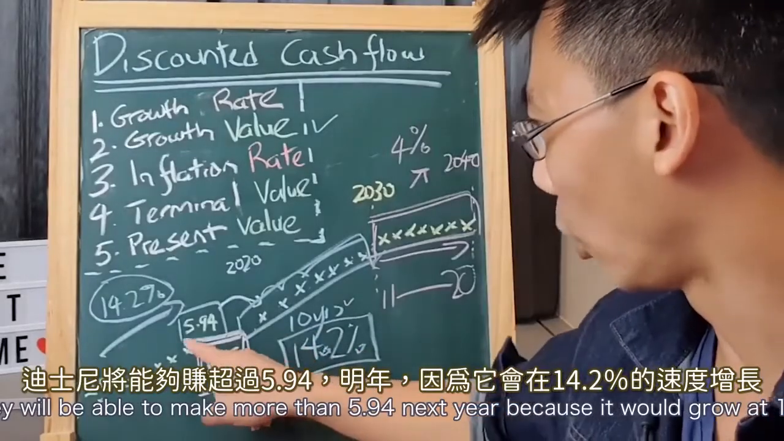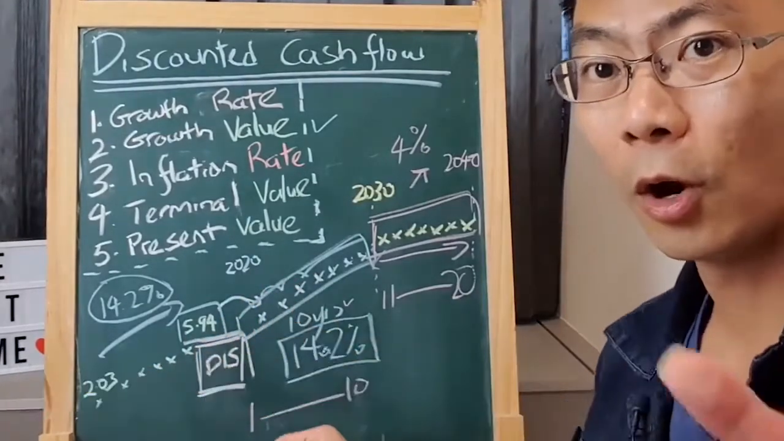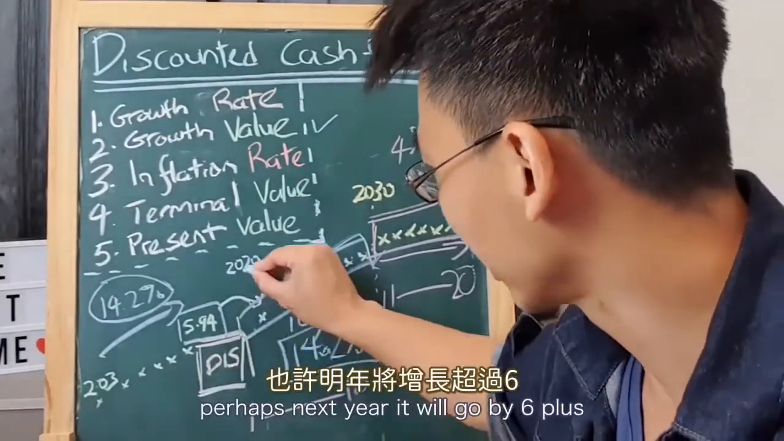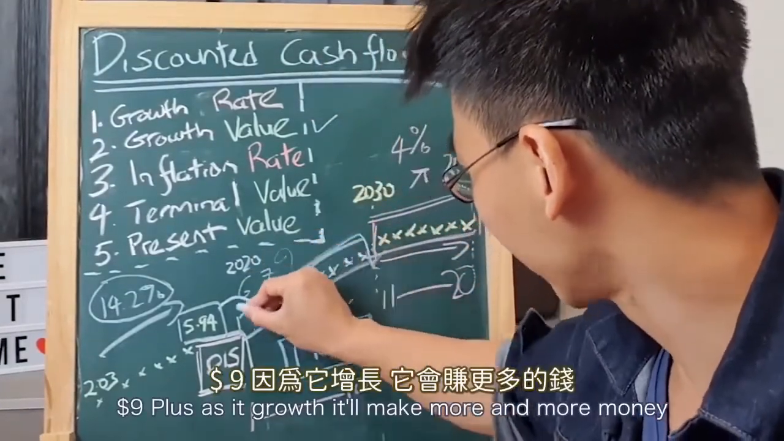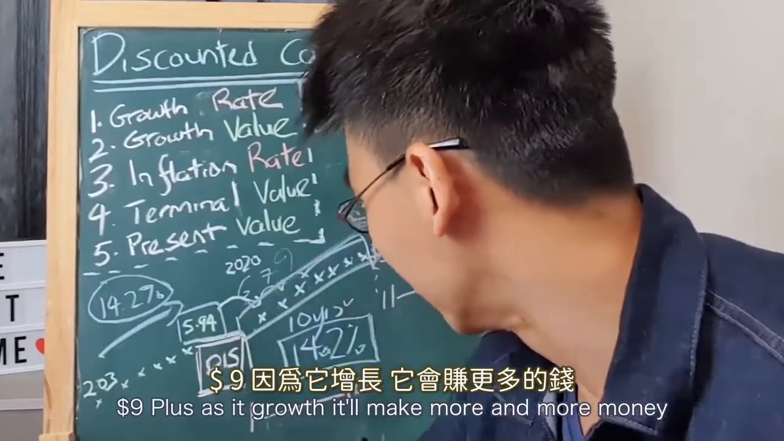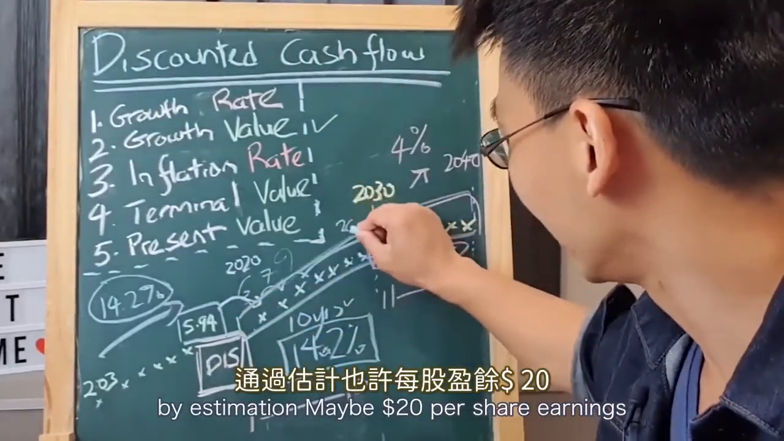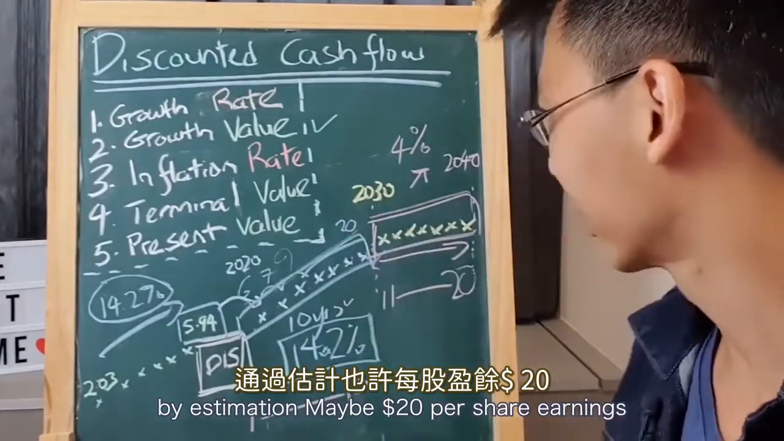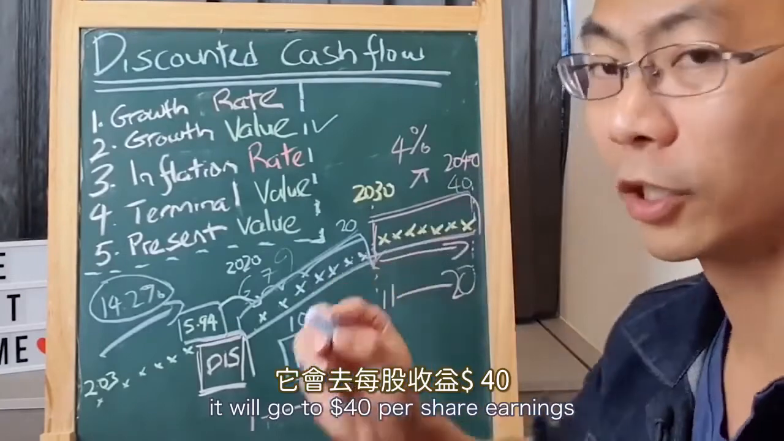Disney will be able to make more than $5.94 next year because it will grow at 14.2%. Or this is what we assess. So perhaps next year it will grow by $6 plus, and then $7 plus, $9 plus, and as it grows, it will make more and more money. Finally, 10 years later, based on estimation, maybe $20 per share earnings. And 20 years later, perhaps it will grow to $40 per share earnings.